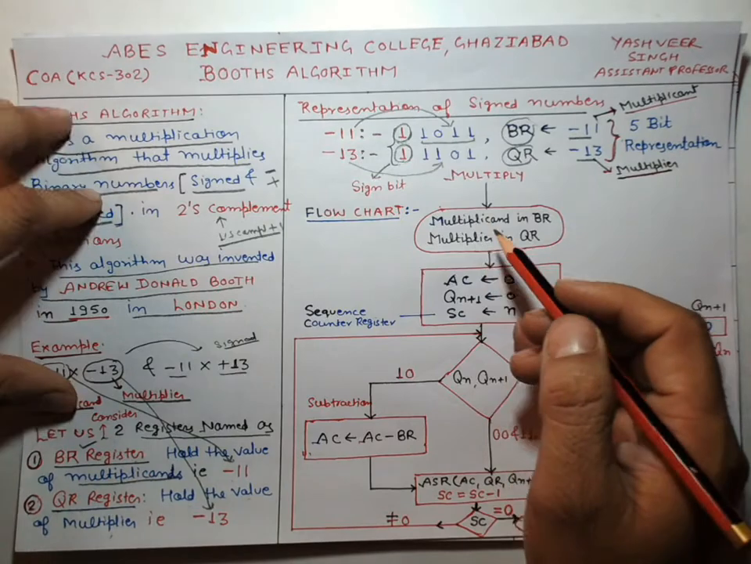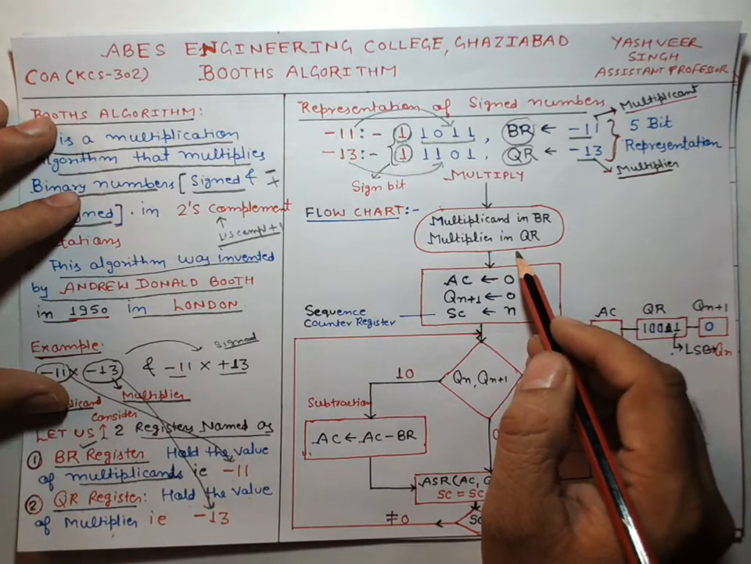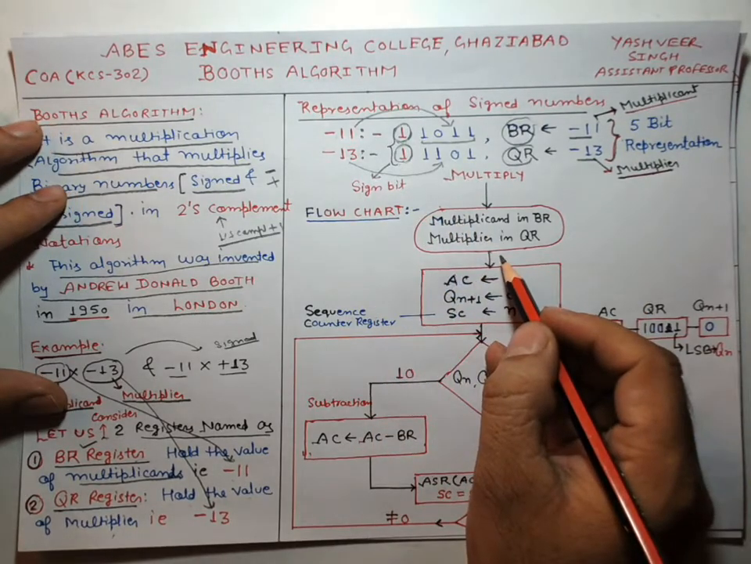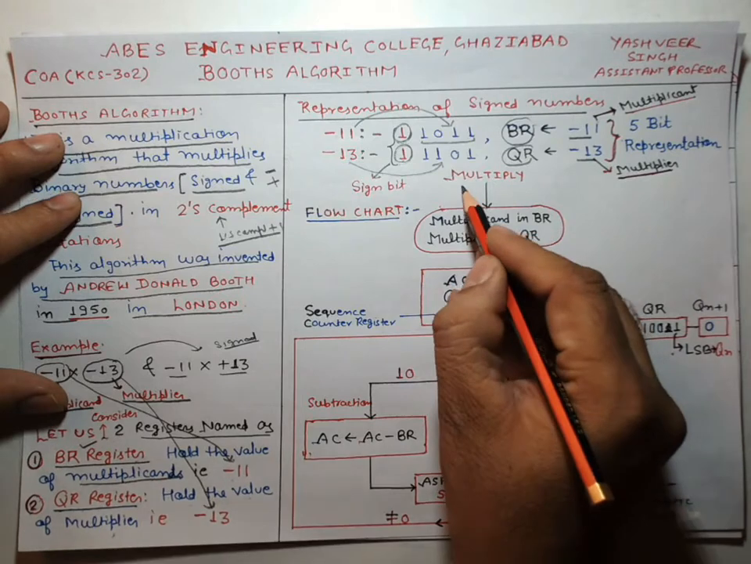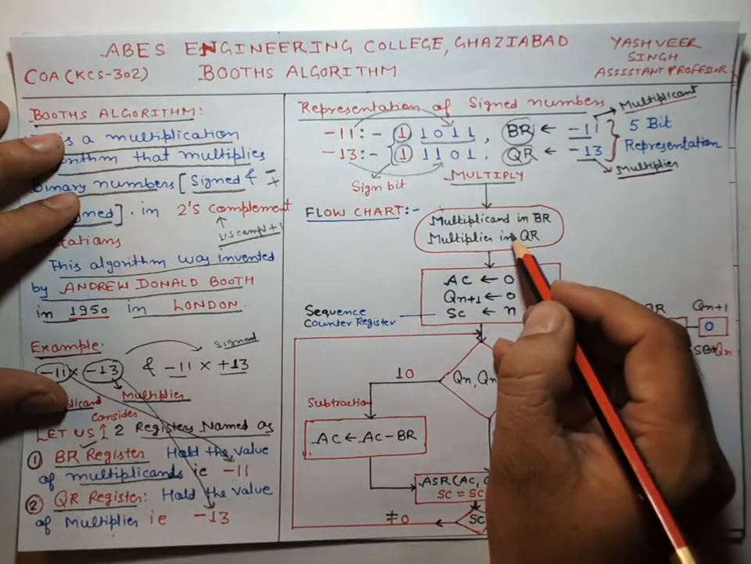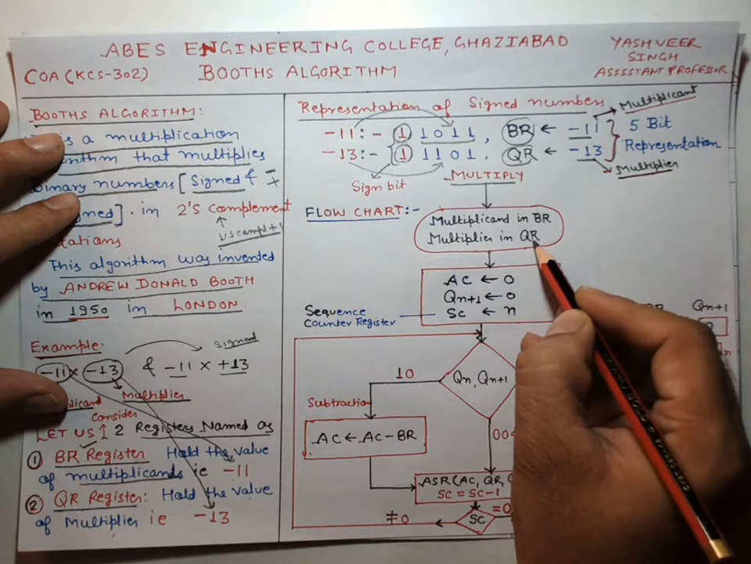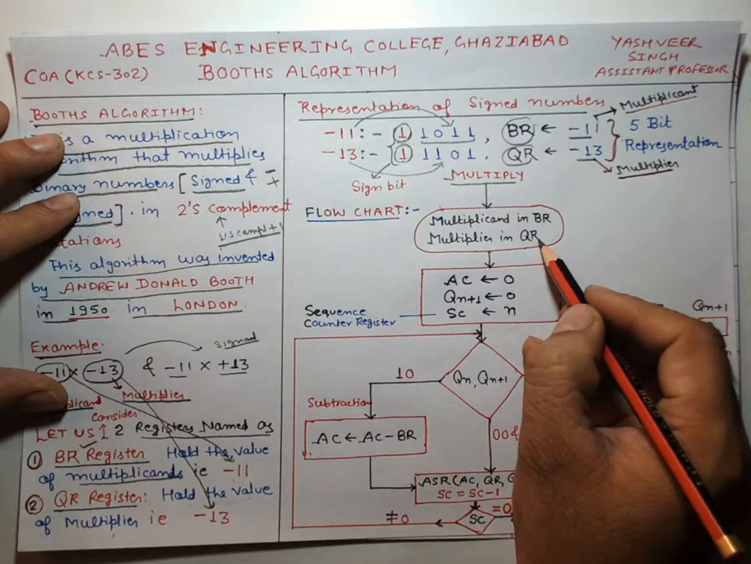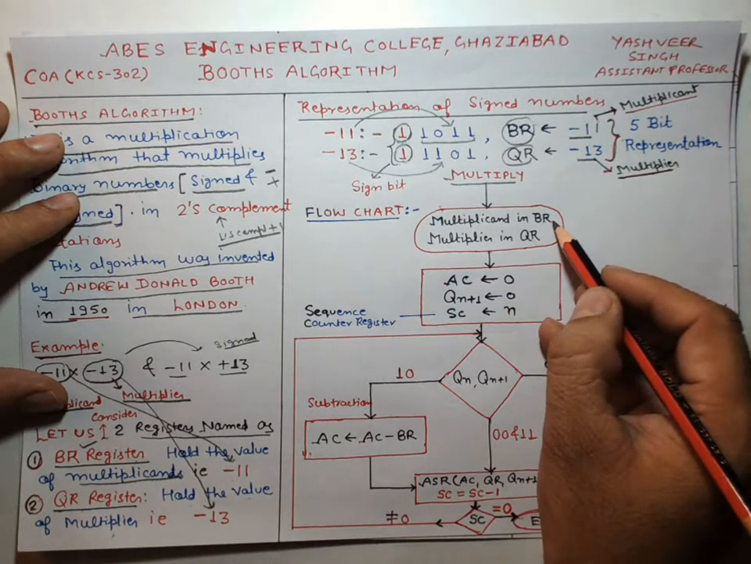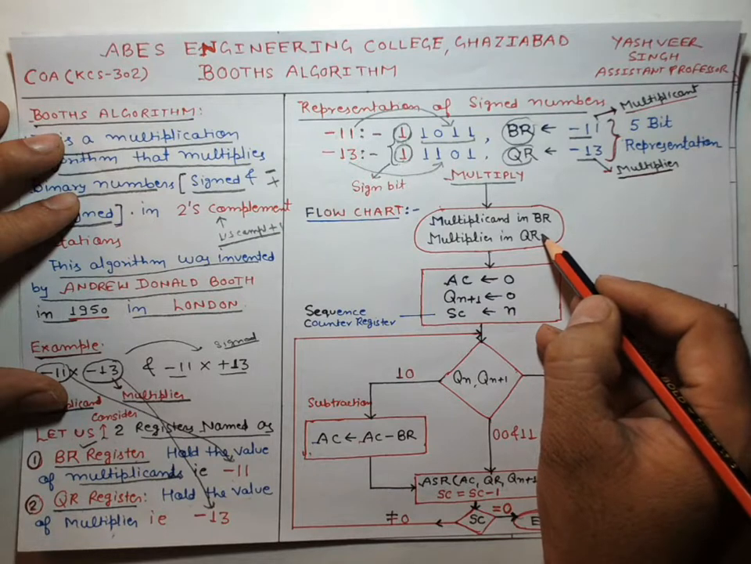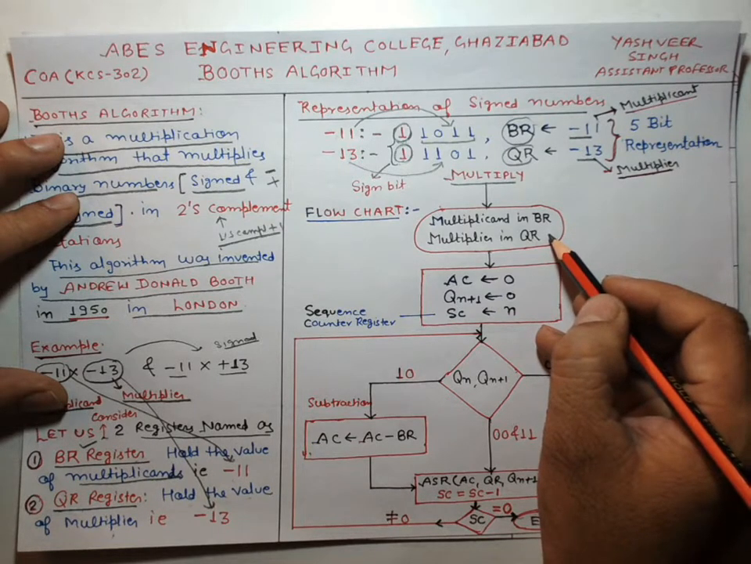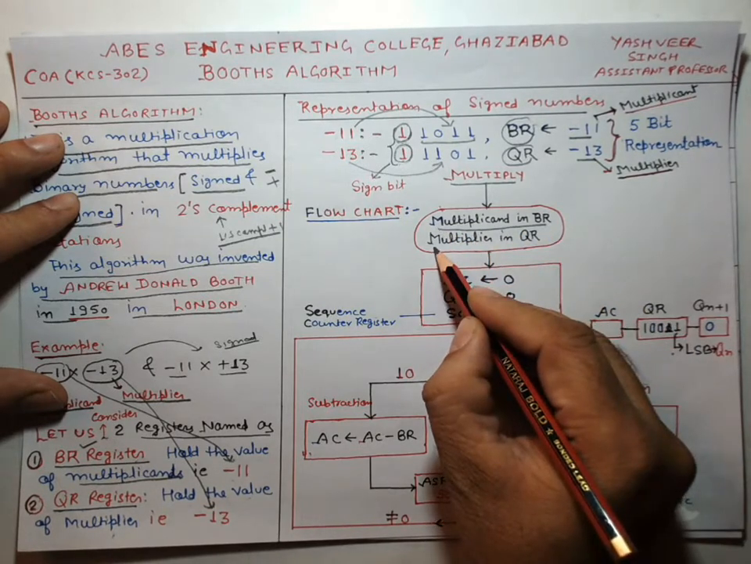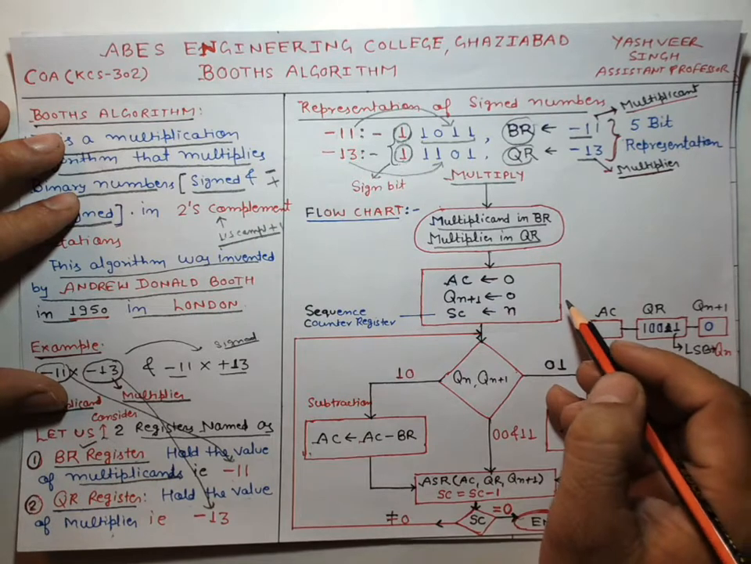Now I am going to explain the flow chart of the Booth algorithm. First of all, we start to multiply BR and QR. BR means multiplicand and QR means multiplier. If we multiply BR and QR, we will get the output in the form of the product. The first step is the multiplicand in BR and the second is the multiplier in QR.